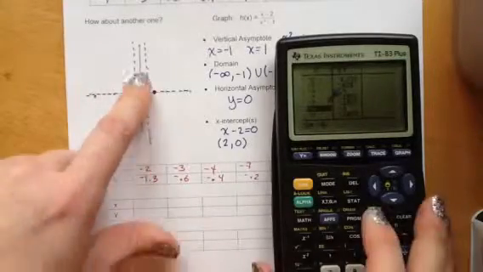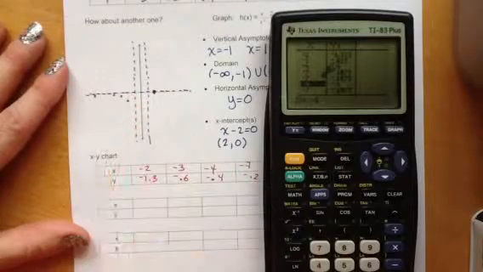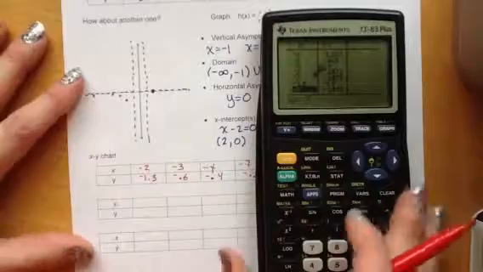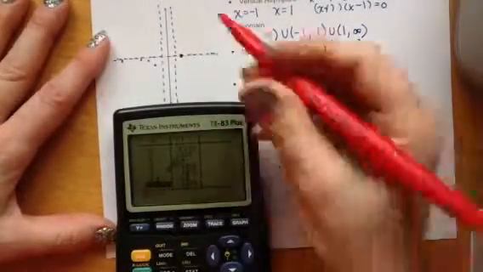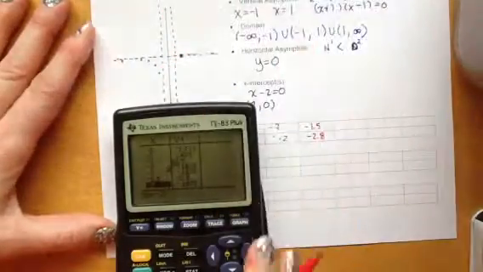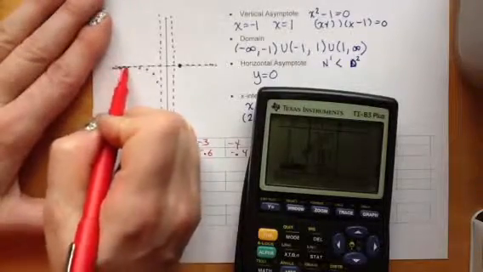Let's see what happens near this vertical asymptote. So maybe at -1.5. Negative 1.5 gives me negative 2.8. So negative 1.5, almost negative 3. So I've got a nice picture of what's going on here.